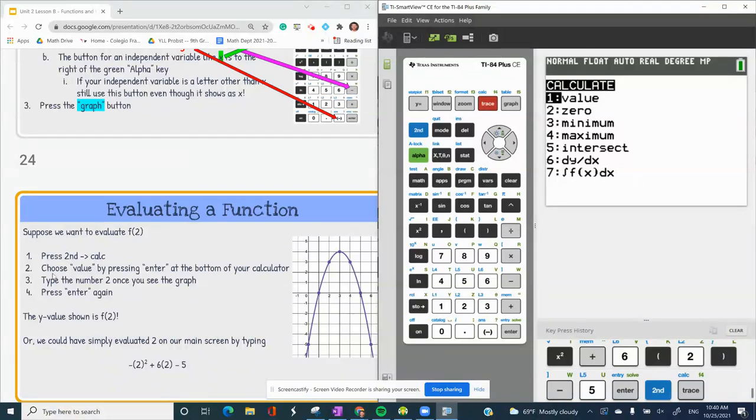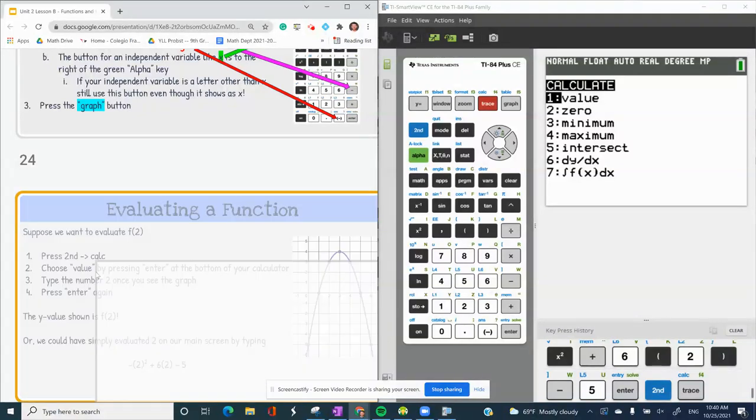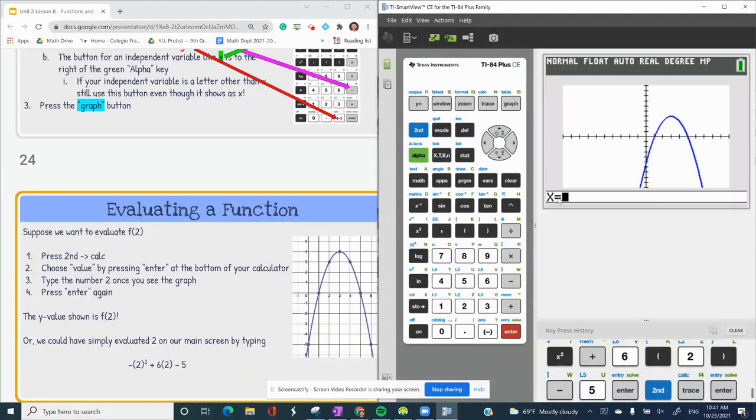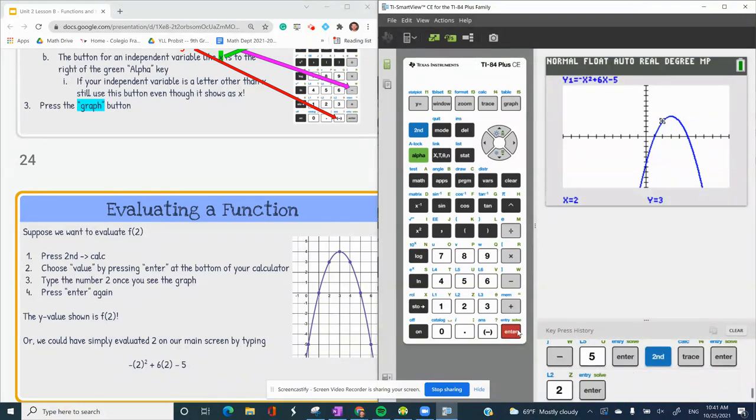Now, we can choose value by pressing enter at the bottom of our calculator to evaluate a function. So I'll hit enter. I'll select number 1, value. And it goes to our graph. It is asking, what number do you want to evaluate at? Well, we want to evaluate at 2. So we'll just type 2. And that's way easier. And when we hit enter, it shows our y value of 3.